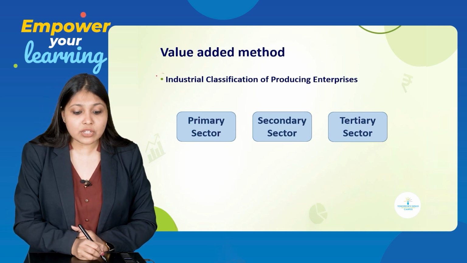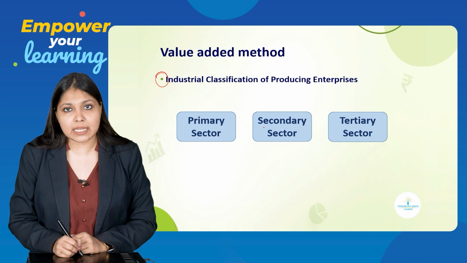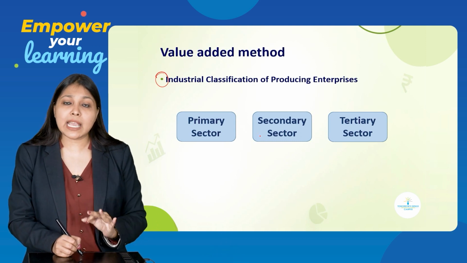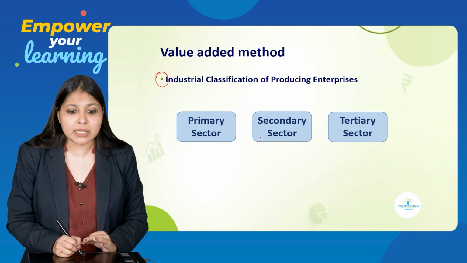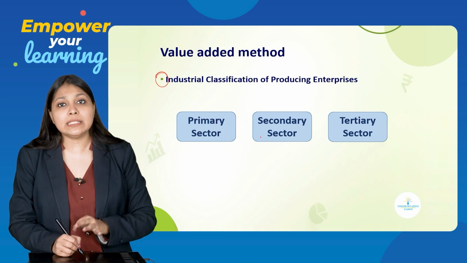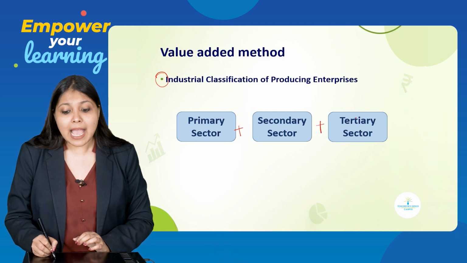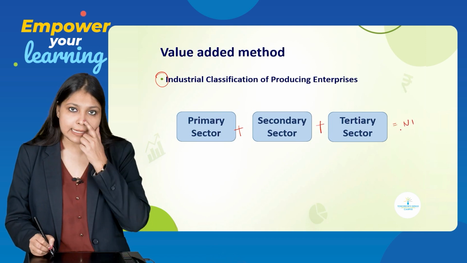Next, industrial classification of producing enterprise. So, one thing students, when we calculate national income using the value added method, we are going to include the primary sector, secondary sector and tertiary sector.